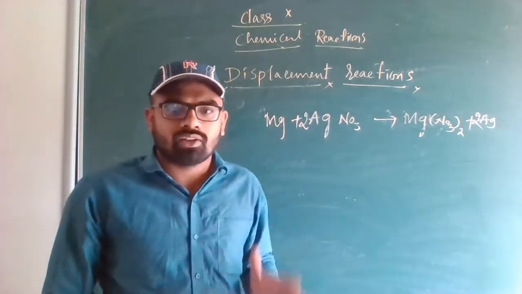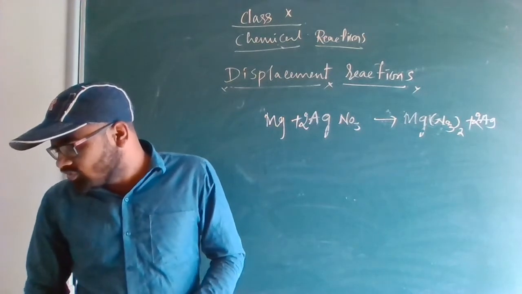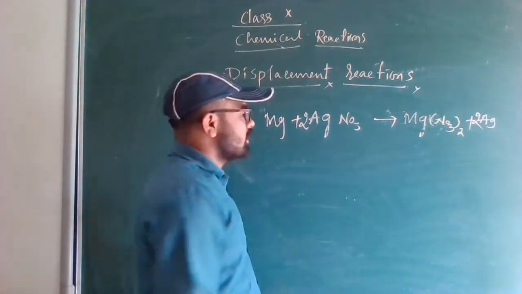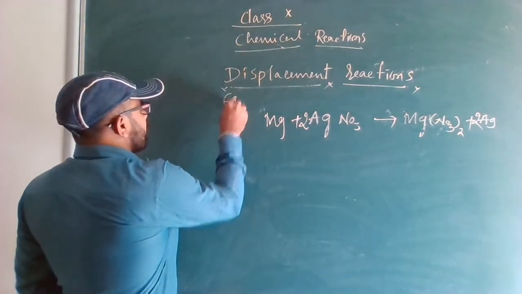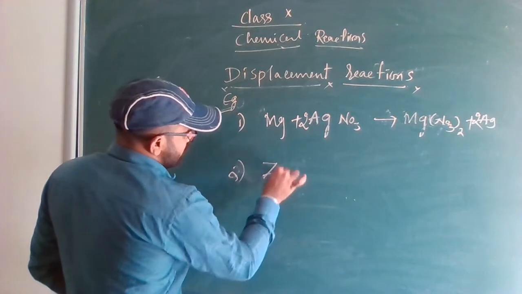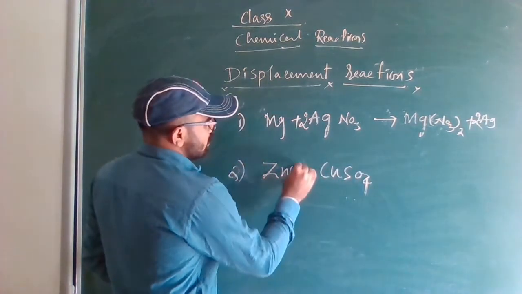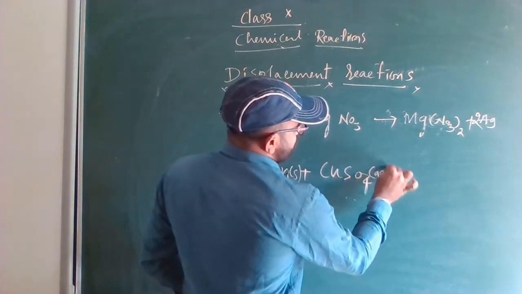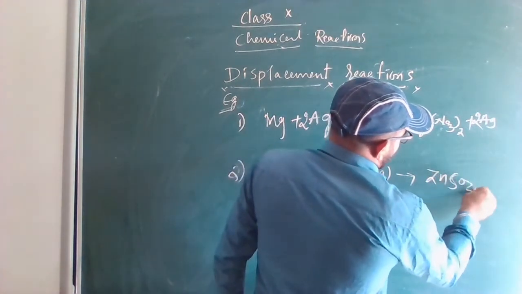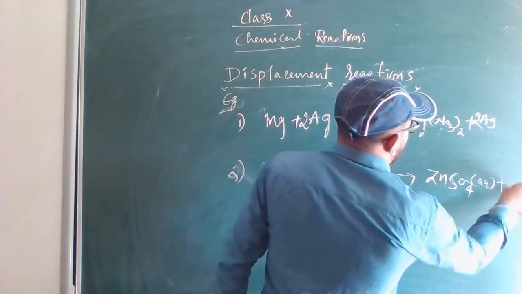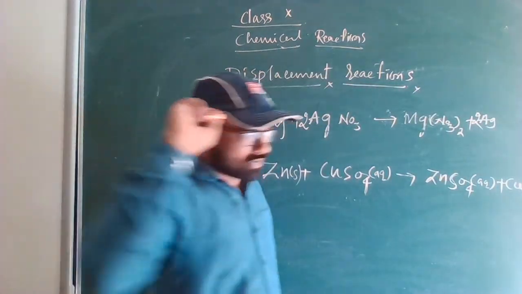I hope you are getting my point. So I will go for the second example: zinc plus copper sulfate. Zinc is in solid state, and copper sulfate will be aqueous. So we get zinc sulfate, aqueous, plus copper. Copper will be displaced. Copper is solid.